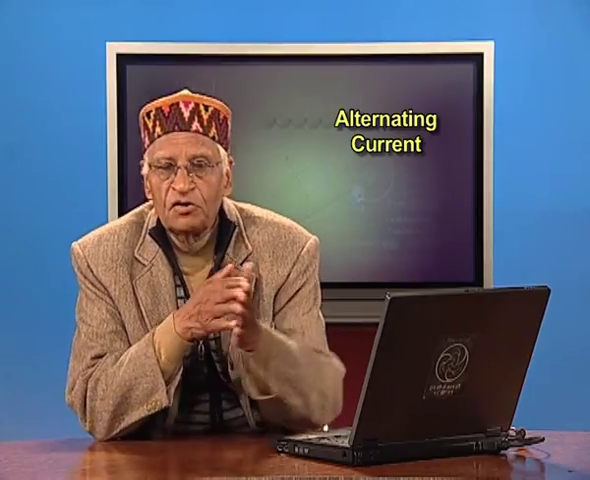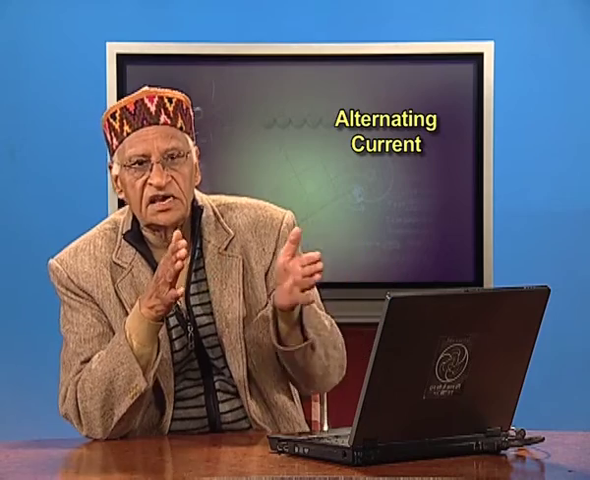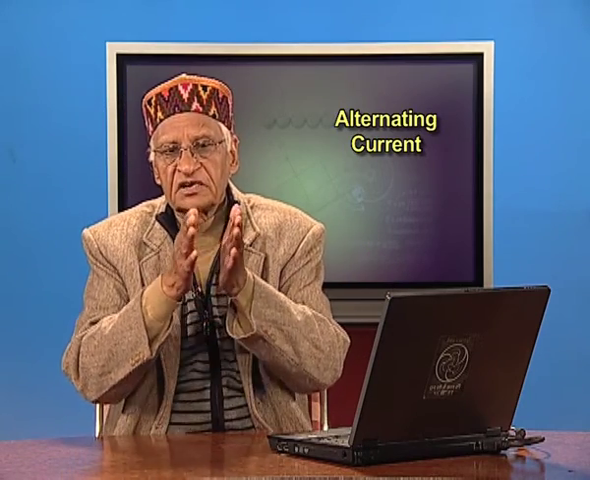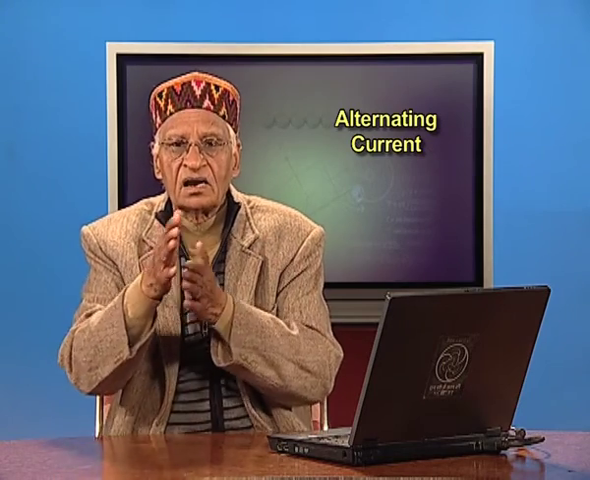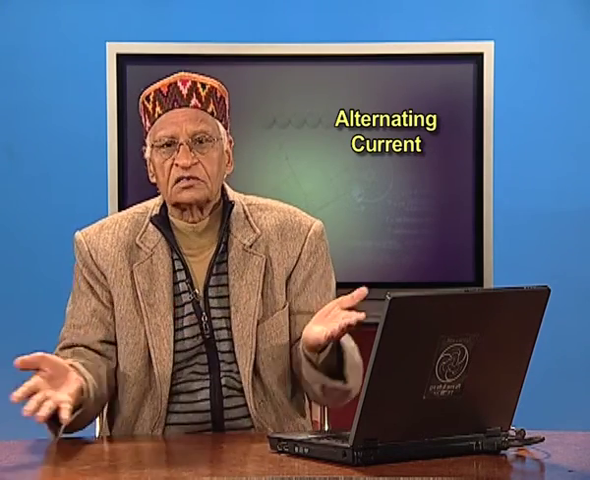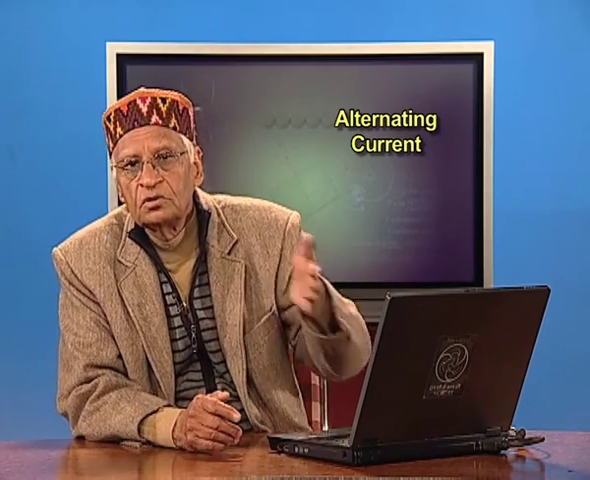In the next lecture, we will continue with alternating currents, and we shall see what happens when we have a circuit which contains R and L, or C and L, or C and R, or L, C and R, all 3 together. We shall continue with the discussion.